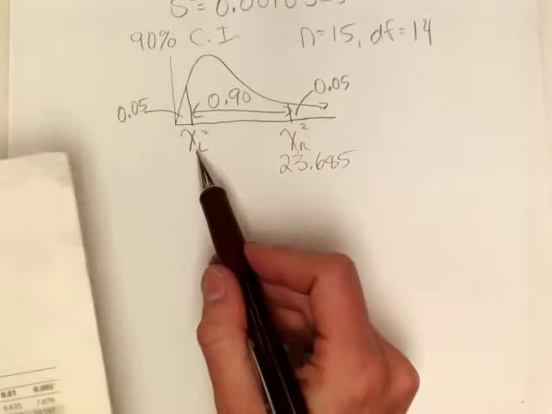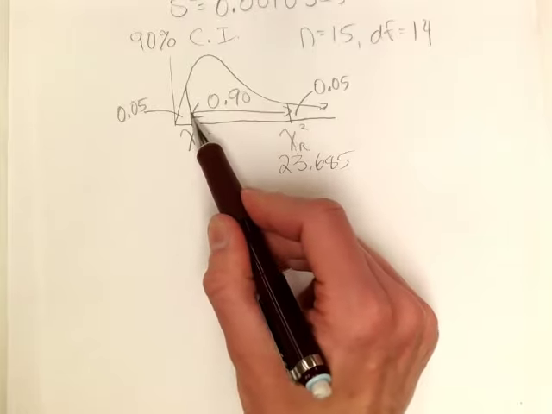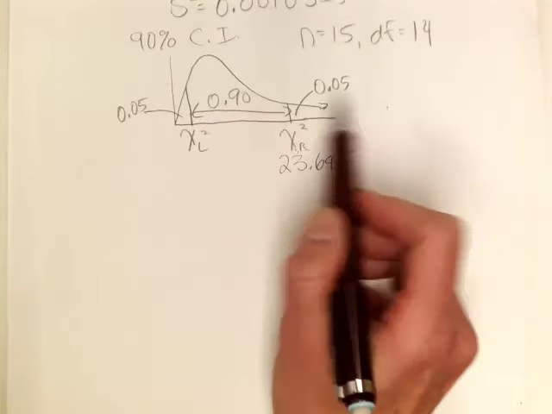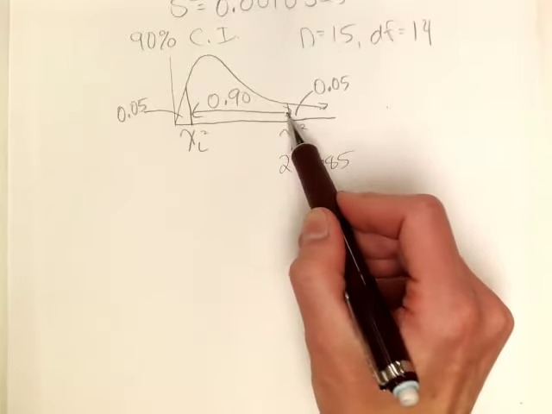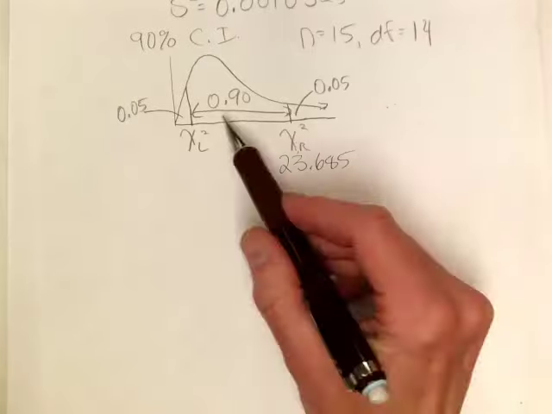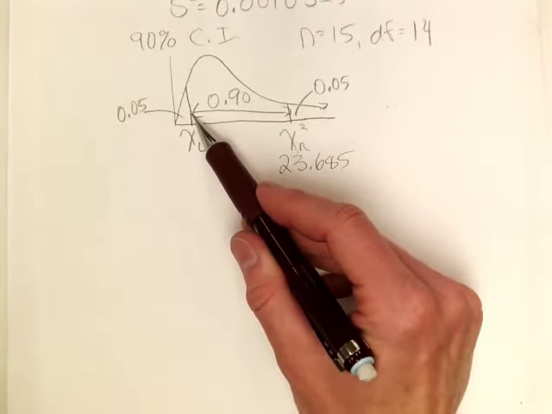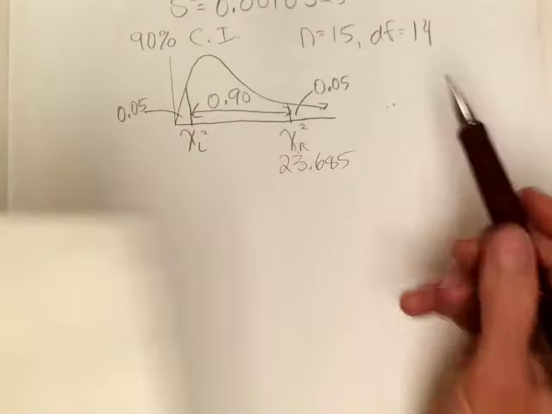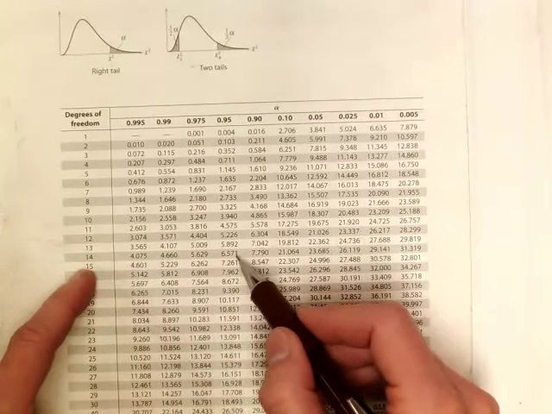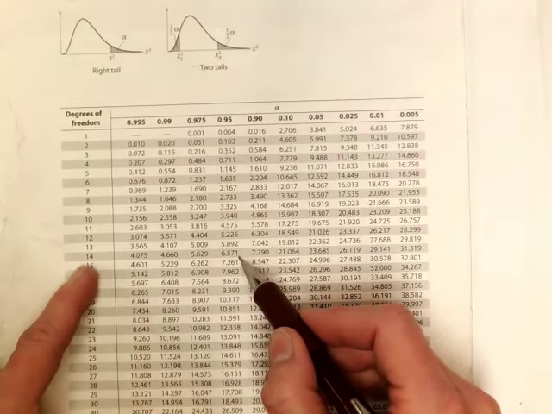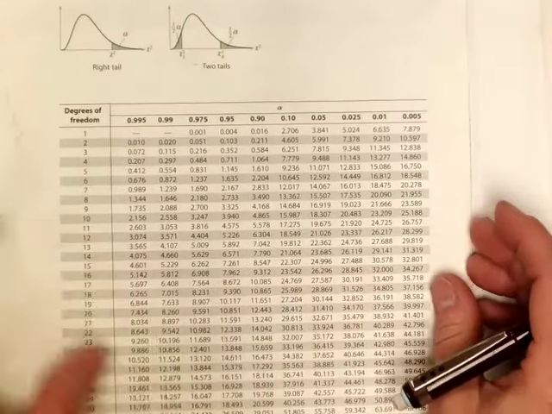Now to get this lower critical value, I have to remember that I'm reading from the critical value all the way to positive infinity. So I have 0.9 amount of area up to here, but then I'm going to have 0.05 more. So to use the table, I have to read over to the column that corresponds to 0.95. Okay, so 14 degrees of freedom, 0.95 amount of area to the right of that lower critical value. I get a value of 6.571.